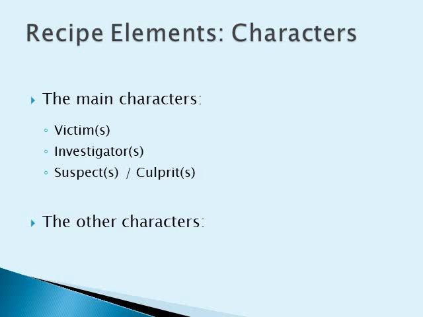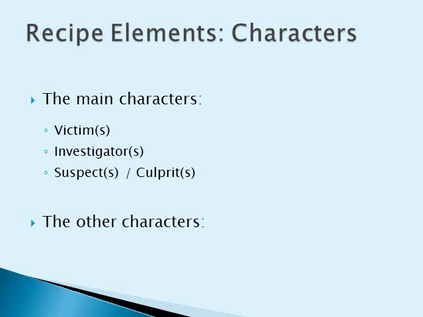Now let's take a look at the characters in our mystery. Let's start with the main characters, of which there are 3 types: the victims, investigators, and the suspects or culprits. In the case of the victim, which is really just the recipient of the problem or the possible recipient of the solution, there really is no past or present victim in cooking a meal. It's really just the future victim, which would be the people who will be served this food. Now, if the food's really bad, you can truly say these folks are victims.